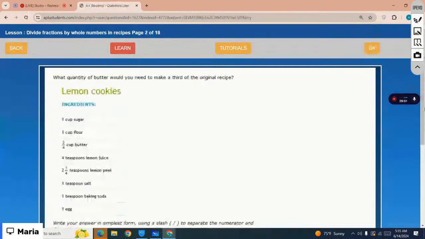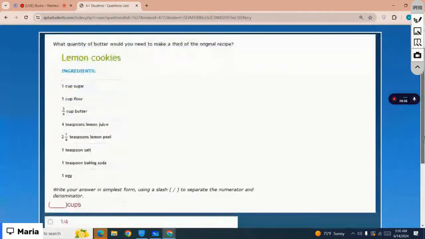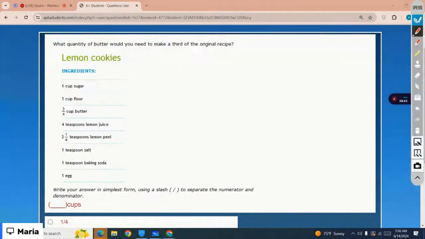What quantity of butter would you use to make a third of the original recipe? So you have to make the third of the recipe, right? So you can divide the original recipe by 3. All the ingredients you have to divide by the 3. But here we are just looking for the butter. How much butter? So you have to divide it by the 3.